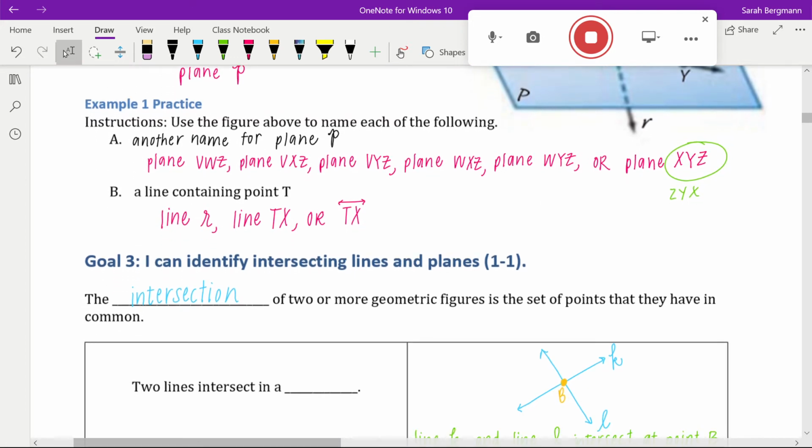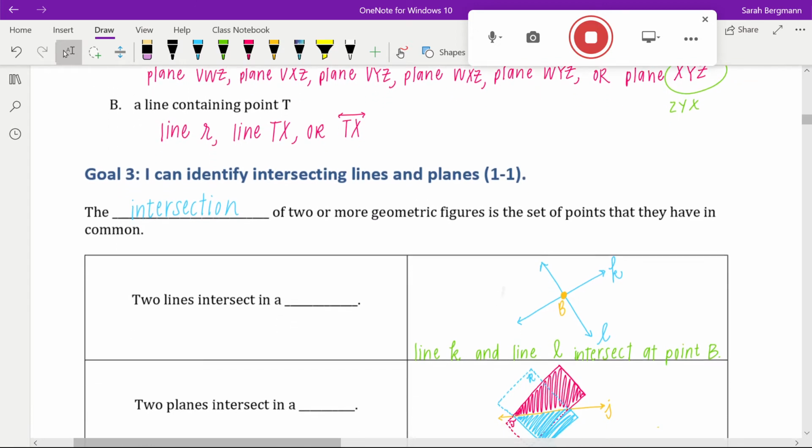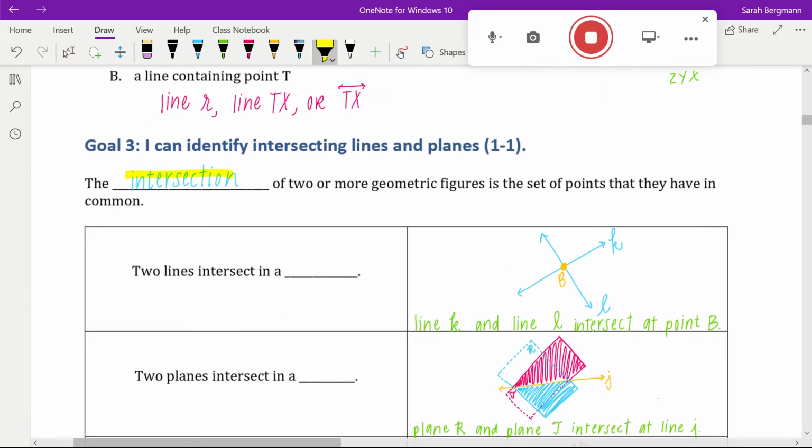Next, we are also going to today identify intersecting lines and planes. So this vocab word, the intersection of 2 or more geometric figures, is the set of points that they have in common. So the intersection, think of the intersection of 2 roads. The intersection is where the 2 roads meet. It's where the 2 roads come together, the part of the road that they share.